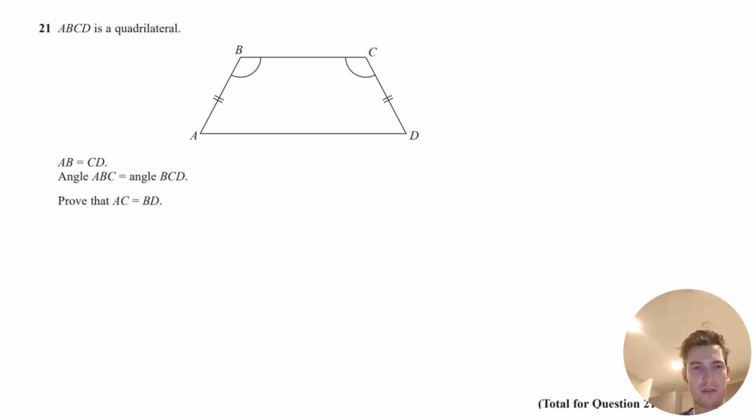Okay, two questions to go. So ABCD is a quadrilateral. AB equals CD. Yeah, I can see that on the diagram. And angle ABC equals angle BCD. Okay, prove that AC equals BD. Okay, so it's a proof question. So let's just write in these sides, A to C, and B to D. So I want to prove that these two sides are equal.